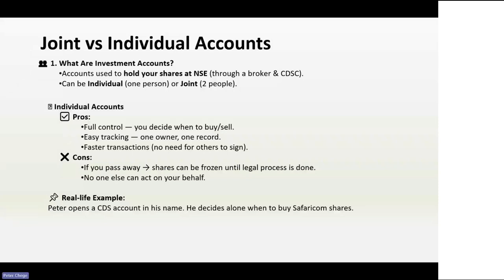And the final disadvantage, but not the last: no one else can act on your behalf. We don't allow that party to come and issue instructions. It's only you who can issue instructions. So a real example of an individual account is where I, Peter, now open an account in my name. I will decide alone when to buy shares like Safaricom. I'm the one to instruct the system.